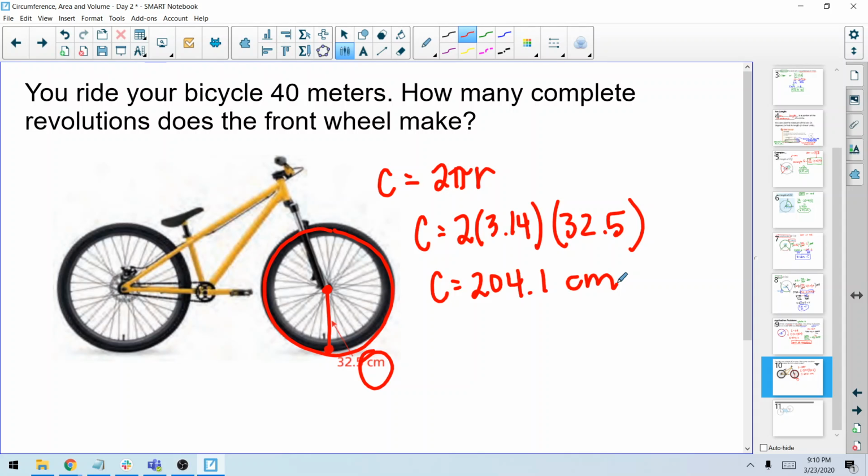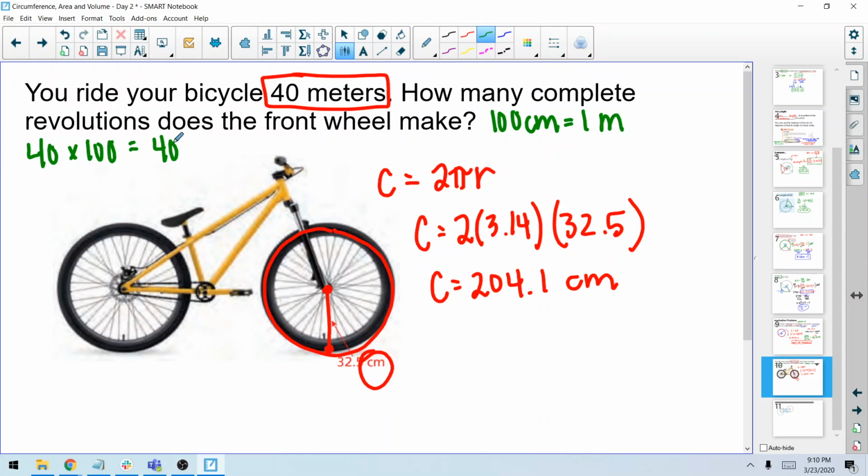But you actually traveled 40 meters. Okay, so if you don't know this one, there are 100 centimeters in 1 meter. So what I'm going to do is take my 40 meters and times it by 100, which is going to get me, I believe, 4,000 centimeters.